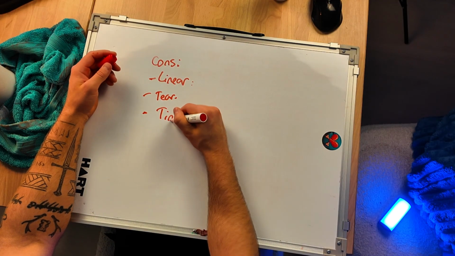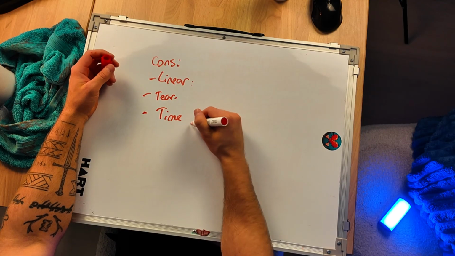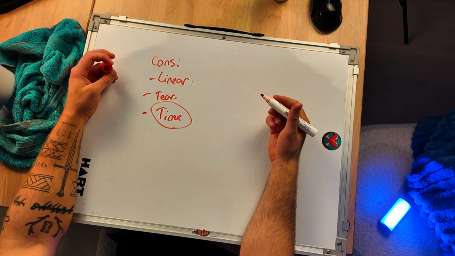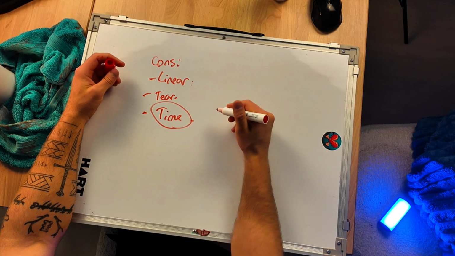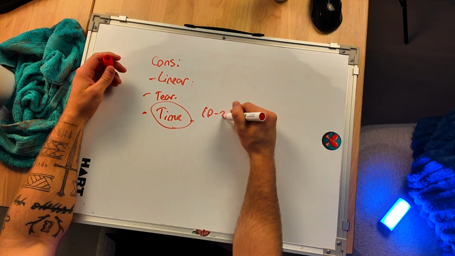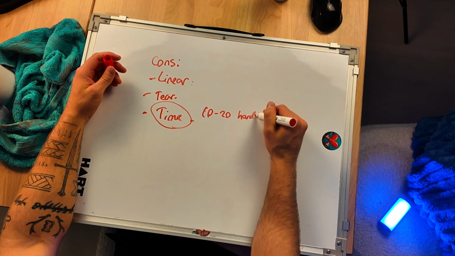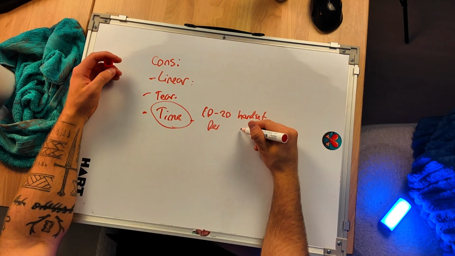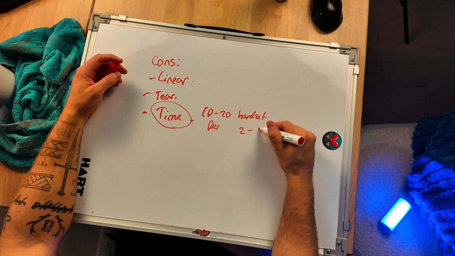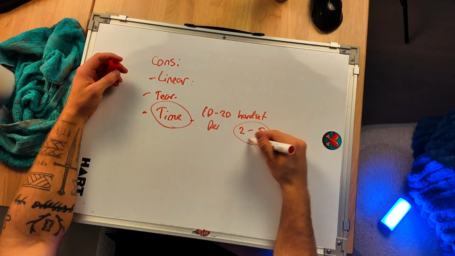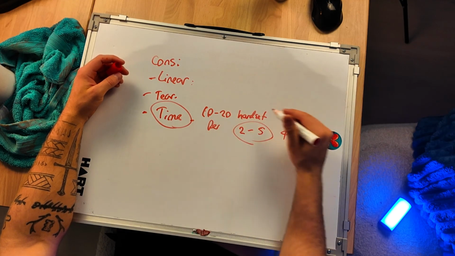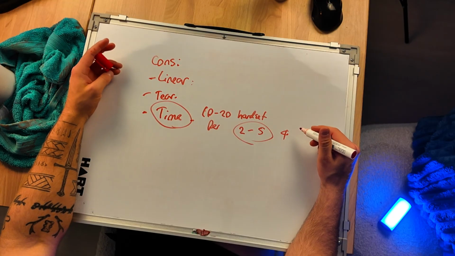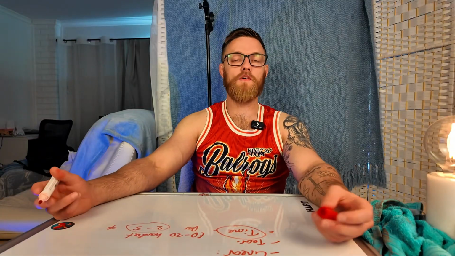The big one for people is it's massively time consuming, because remember that we're trying to do between 10 and 20 hard sets per muscle group. If a set takes you 2 minutes and you've got to do 5 sets per exercise, you've got to do 4 exercises minimum in a week, you're looking at hours and hours and hours in your week.